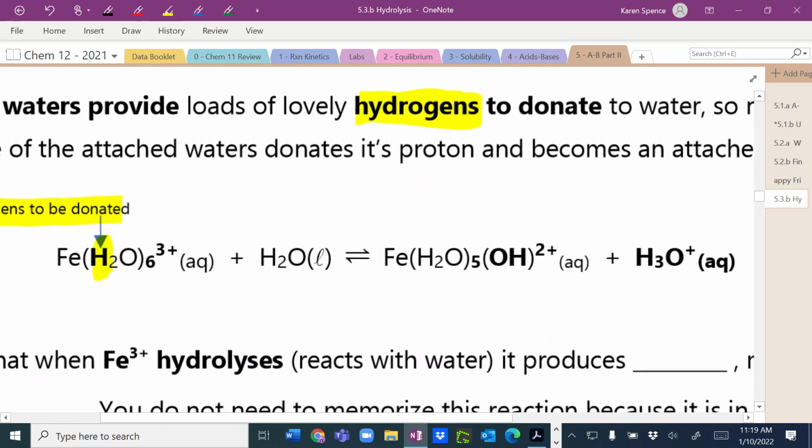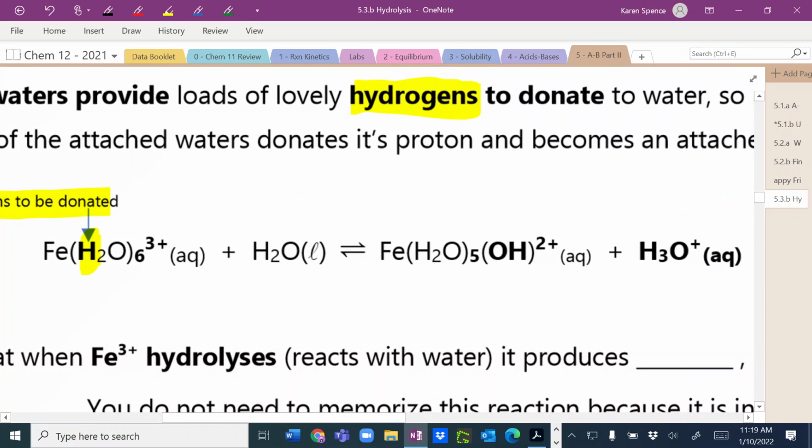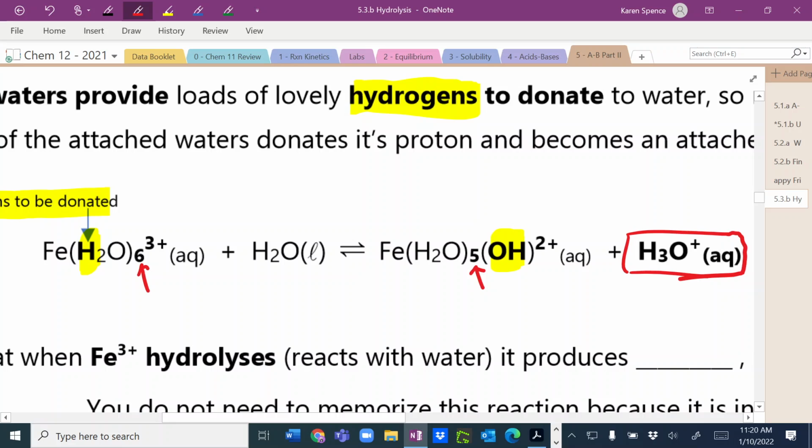So we are going to take one of the waters, and we're going to remove its hydrogen. If you remove a hydrogen from water, what do you get? Hydroxide. So you'll notice that one of the waters has turned into hydroxide. Yeah? And we started out with 6 waters, but now we only have 5 waters, and the other one has turned into hydroxide. That hydrogen that came off is now part of the hydronium ion. Okay?